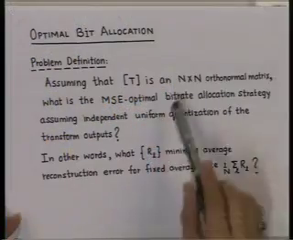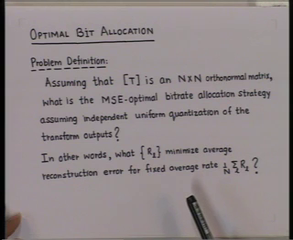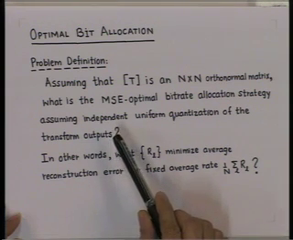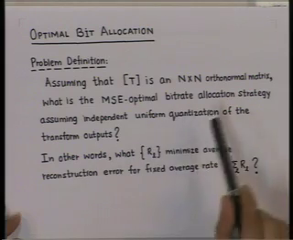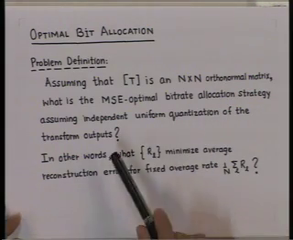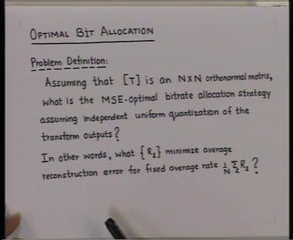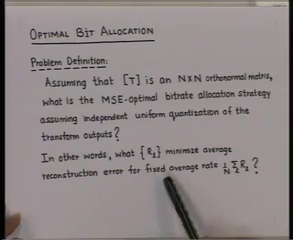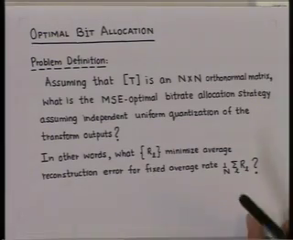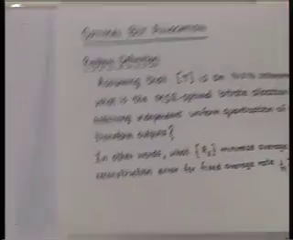So, this is the optimal bit allocation problem, and the definition is as follows. Assuming that T is an n by n orthonormal matrix, what is the mean squared error optimal bit rate allocation strategy, assuming independent uniform quantization of the transform outputs? In other words, what is that set of rates for the quantizers which will minimize average reconstruction error for a fixed average rate? Now, the solution to this.